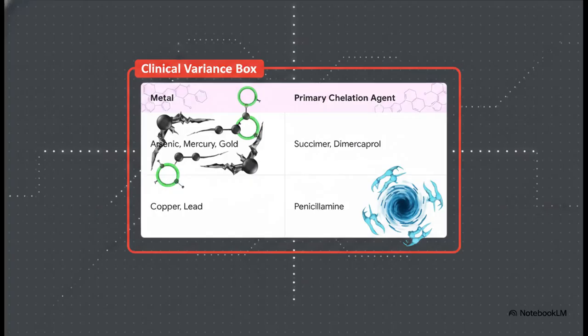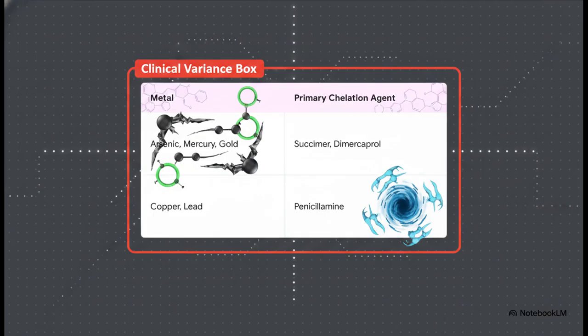Now, you absolutely have to memorize these exact quantitative boundaries for lead extraction. Blood lead levels under 45 micrograms per deciliter, that just requires environmental abatement. Find the source, remove it. Levels from 45 to 69, assuming there's no encephalopathy, mandate oral succimer.